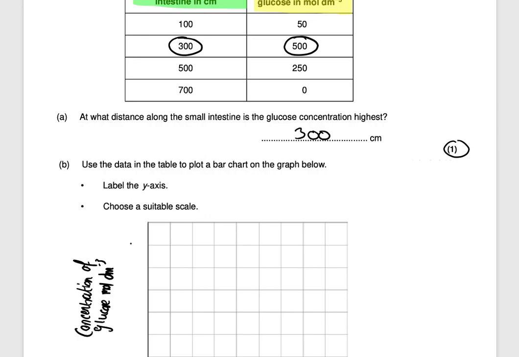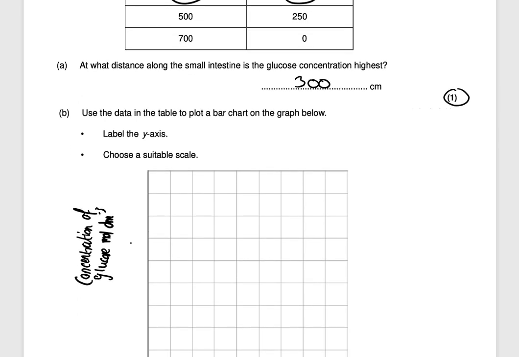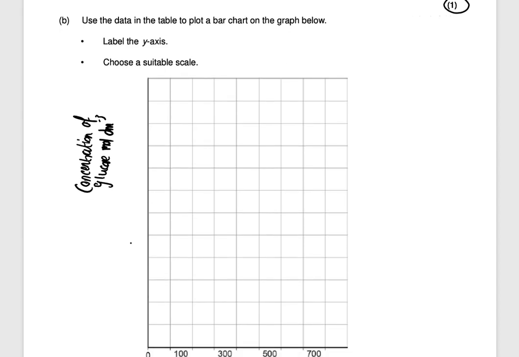Now we need to choose a suitable scale, so it goes from 50 to 500. Okay, so let's go up in 50s. So 50, 100, 150, 200, 250, 300, 350, 400, 450, 500. Okay, so we've done our scale.